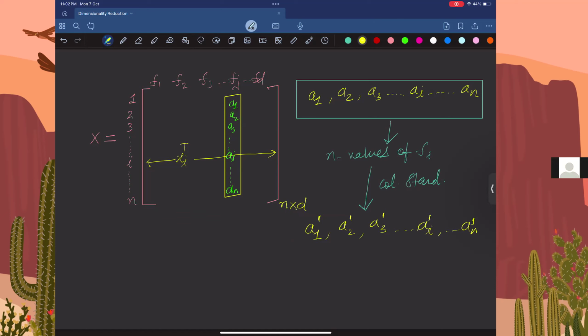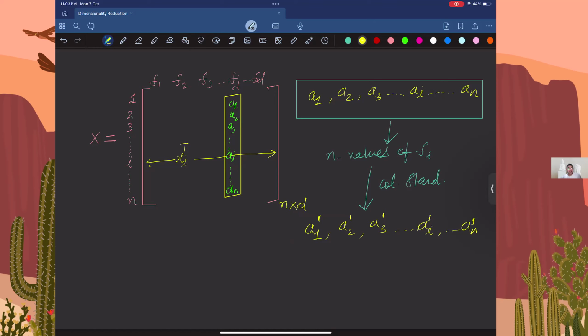Clear? So what I have done, I have converted this into A1 dash, A2 dash, A3 dash, AI dash, and so on and so forth, AN dash. Just like we did in normalization. So in normalization, all transformed values of A1 dash, A2 dash fit in a unit hypercube, and all the values lie between 0 and 1. But here there is a subtle difference.